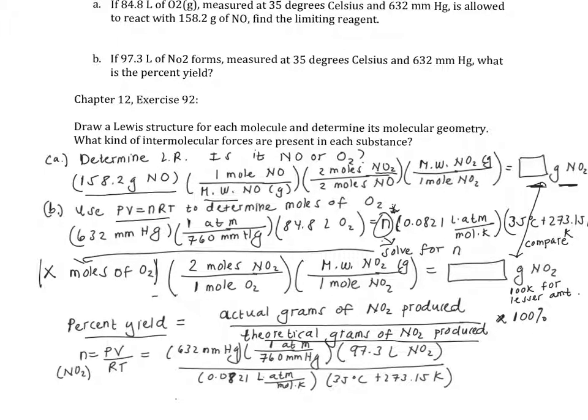So you're going to use again your ideal gas law and solve for n. n will be the moles of your nitrogen dioxide. You plug in your pressure, you plug in your volume, you plug in your R constant and your temperature. Don't forget to change your units appropriately. Whatever you obtain there will give you your moles of nitrogen dioxide actually produced. Multiply that by the molar mass, that will give you your actual grams. Divide that by the theoretical grams you found from the first part of the problem. Times 100% will give you your percent yield.